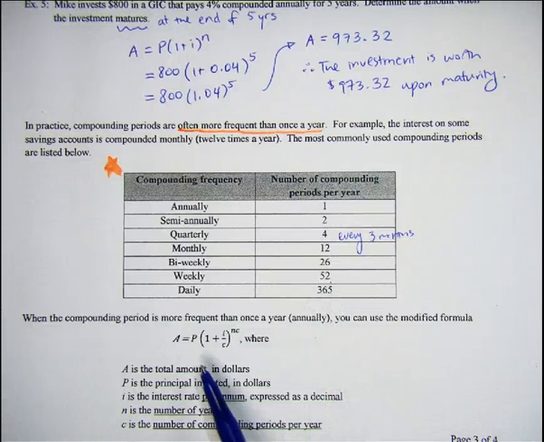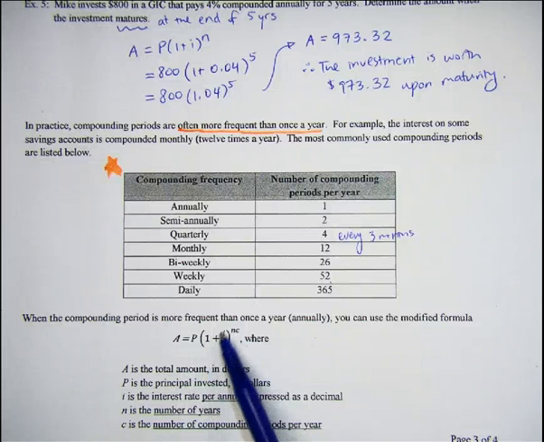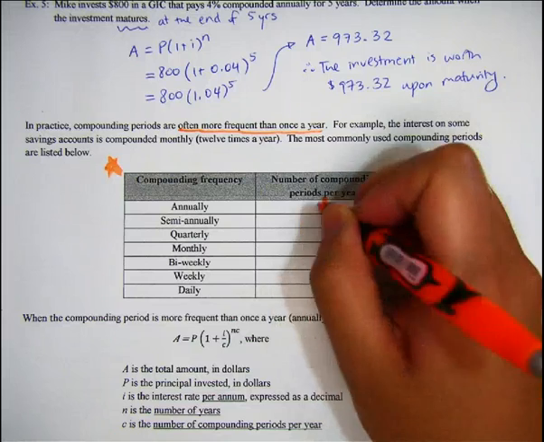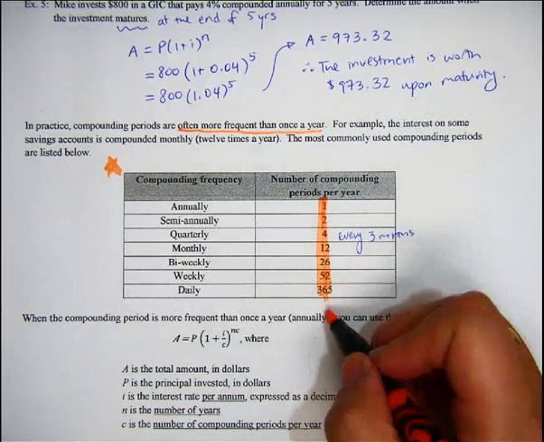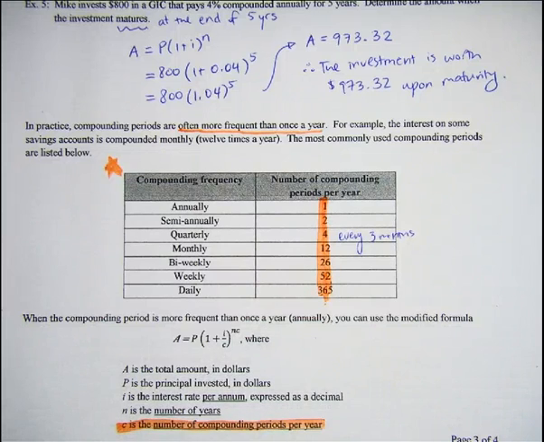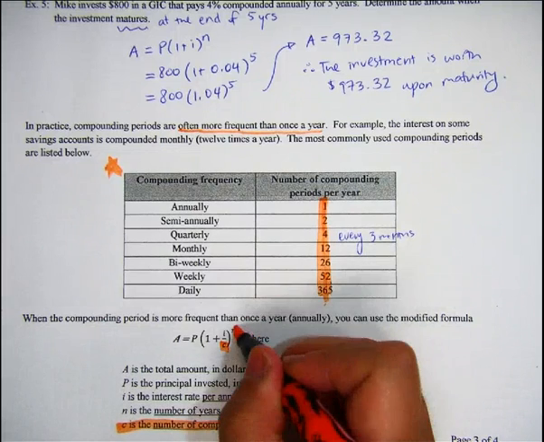So what ends up happening is our i value, our annual interest rate here, is going to get divided by the number of times we compound in a year, and our number of years, that's going to get multiplied by the number of compounding periods in a year. So make sure you understand. So these numbers, that's the C value right there, and the C value up here and here.